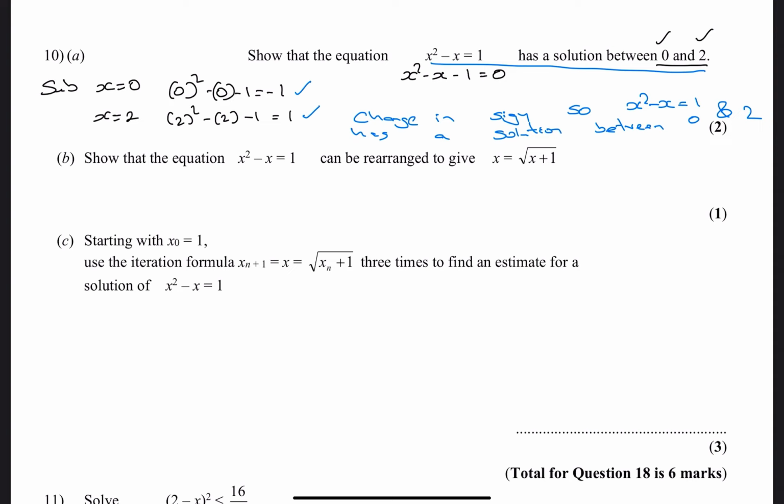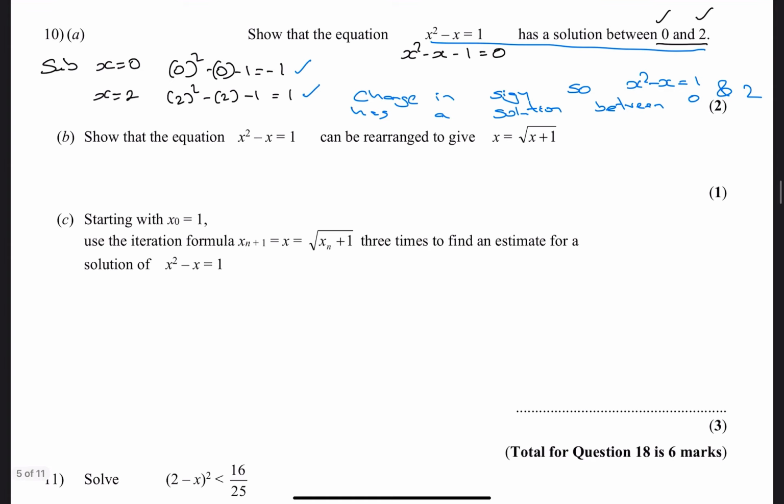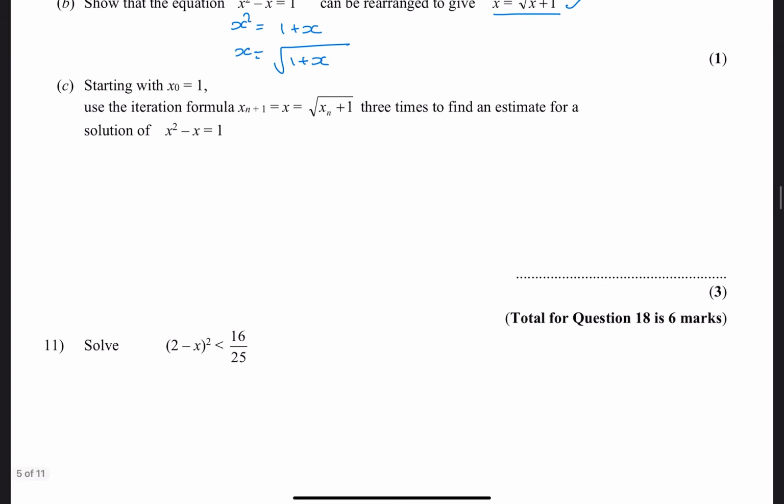The next one, show that the equation can be rearranged like this. Yep. So can you see there's a square root, so just keep the x squared here. So what that gives you is 1 plus x, then x is the square root of 1 plus x. It's the same thing, x plus 1, 1 plus x, exactly the same, so it's fine. Next one, do the iteration again. How many times? 3 times.